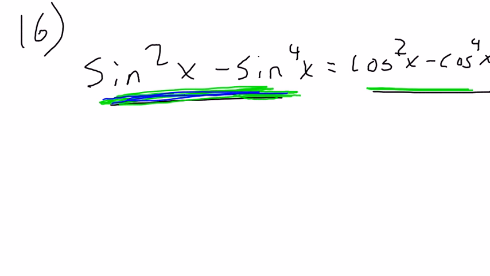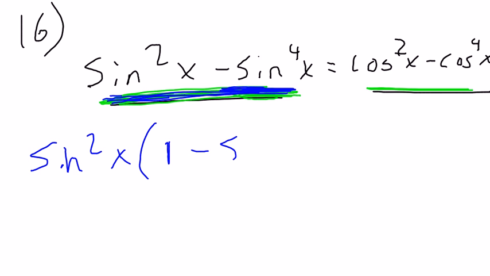Anyways, to the problem. What do they both have in common? Well, they both have sine squared. So I'm going to factor that out of the first term. If I do that, I'm left with 1 minus, if I take sine squared away from sine to the fourth, I'm left with sine squared.